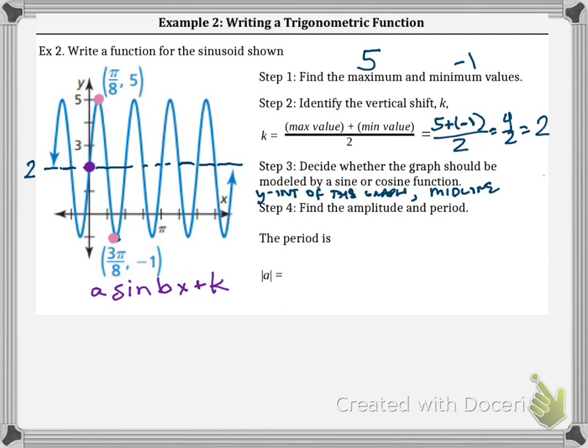So the amplitude you might be able to tell just by counting, right? You take the midline, then you go up to the maximum and figure out what that is. And you can see right here that if you do that, you count 1, 2, 3, you can see that the amplitude will be 3.